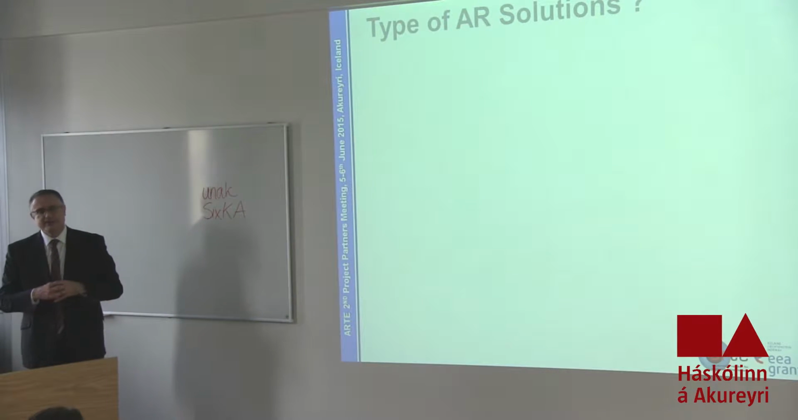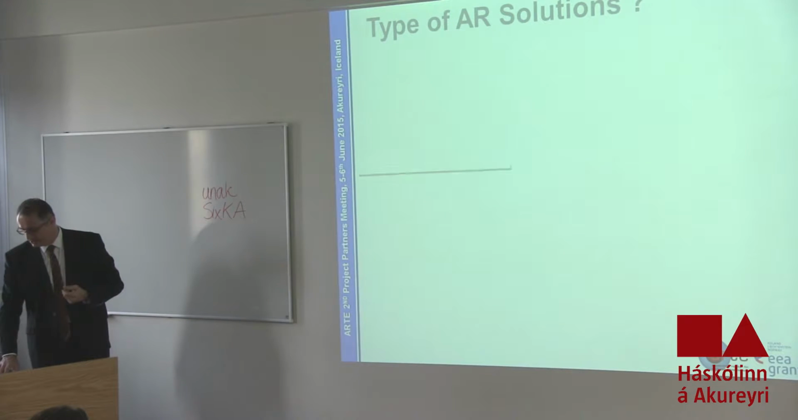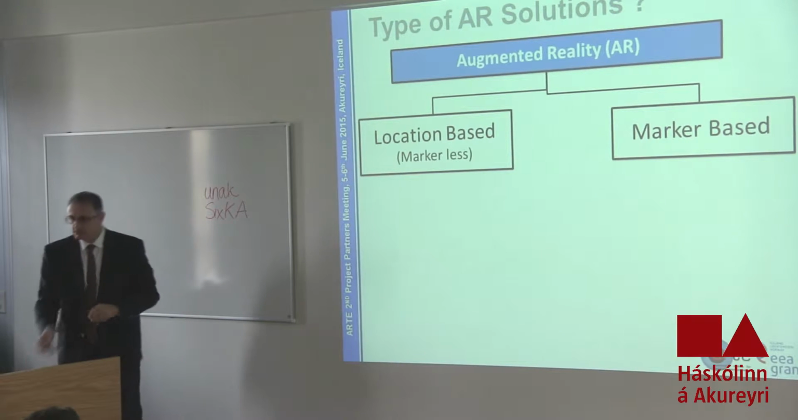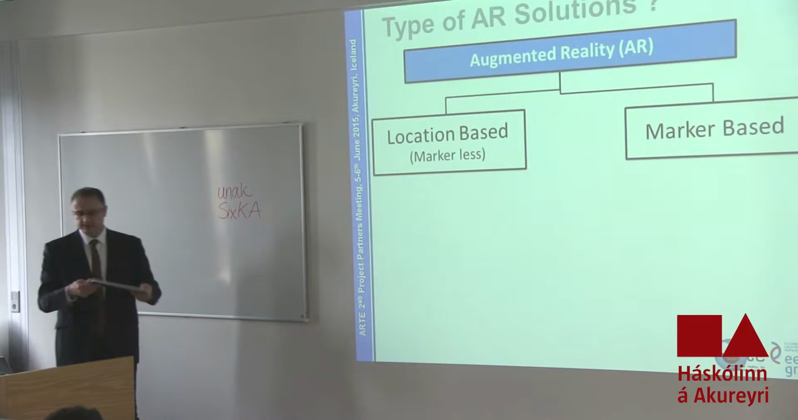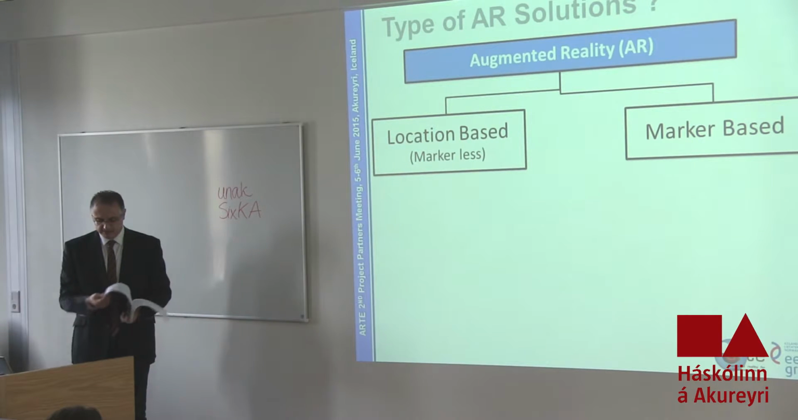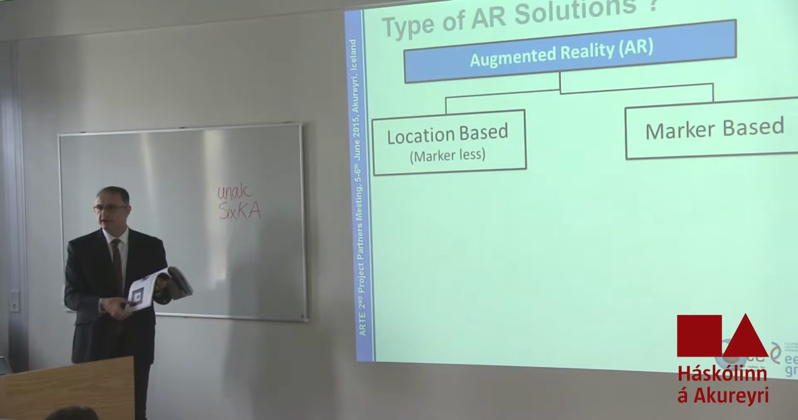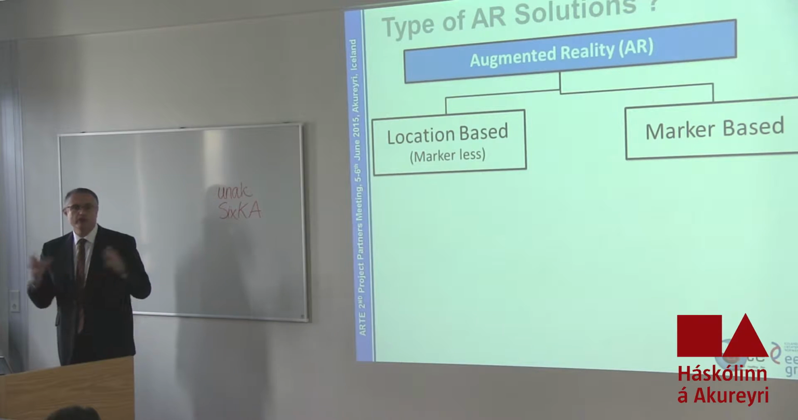Of course, when we say augmented reality solutions, there are a range of such solutions, and you can have what we call marker-based, using, for instance, a marker. So I can have a book which has a number of markers inside it. Or I can also have augmented reality which is based on location.